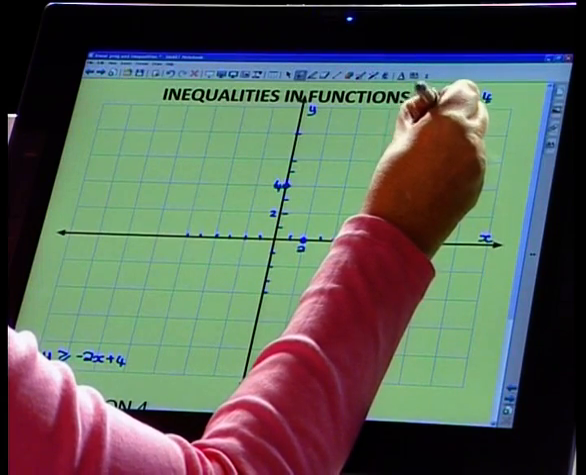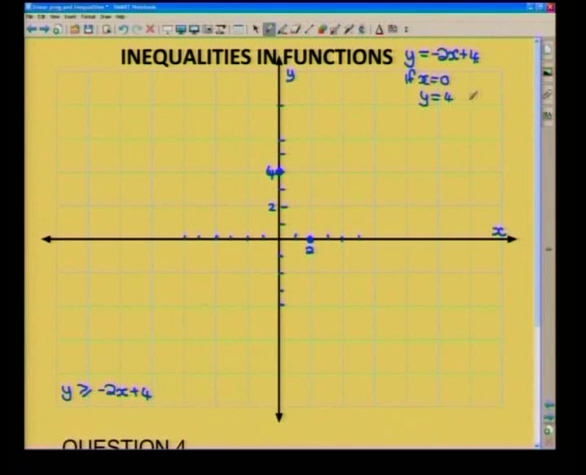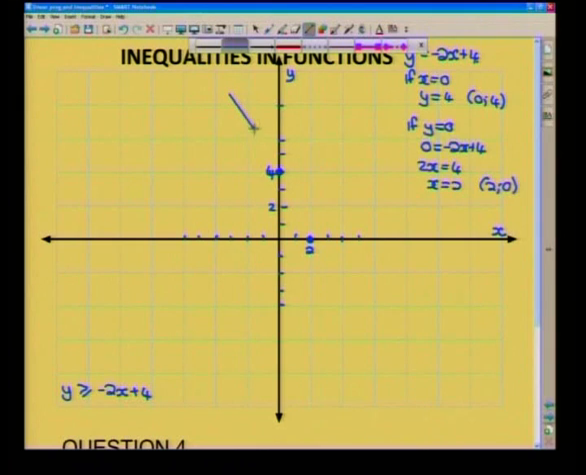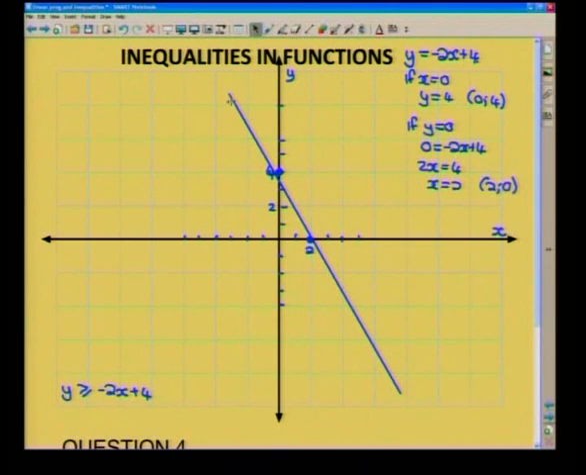If x is 0, then y is equal to 4, so we have coordinate 0, 4. And if y is 0, then 0 is equal to minus 2x plus 4, which means 2x is 4, which means x is 2, so we have coordinate 2, 0. So you see, doing the dual intercept method the normal way, here I get the values. I just sort of shortcut a little bit. All right, let's get hold of a line and put it in. Okay, I'm going to have to do a little bit of shifting here because my eye wasn't that straight. Okay, that looks pretty much right.